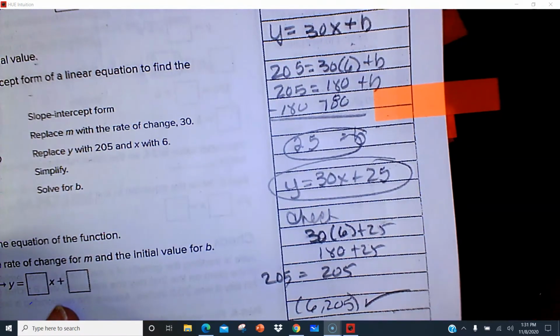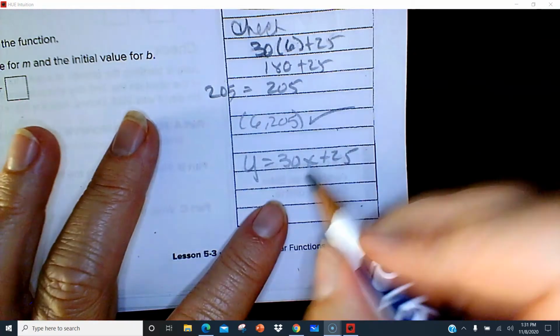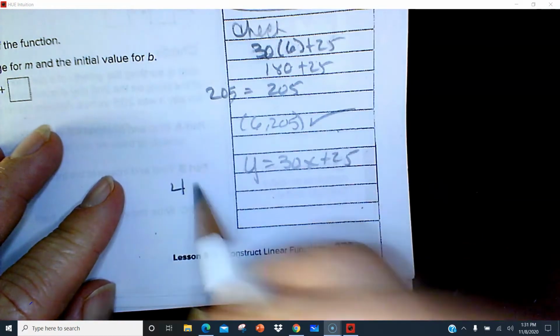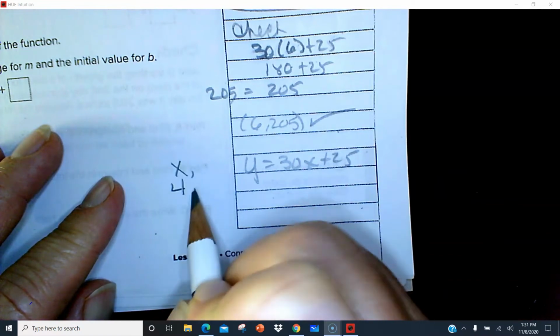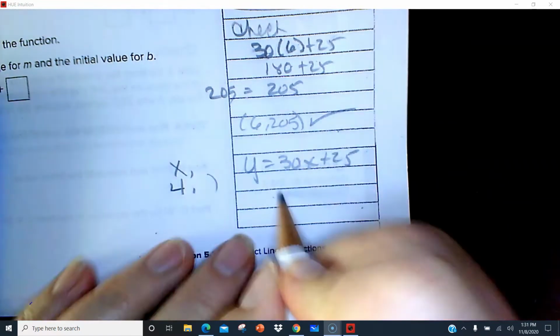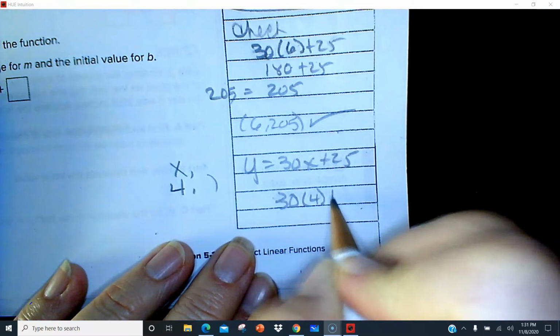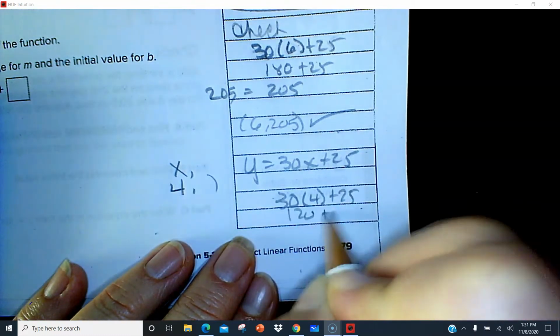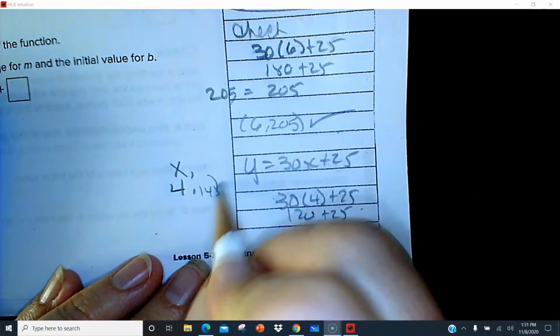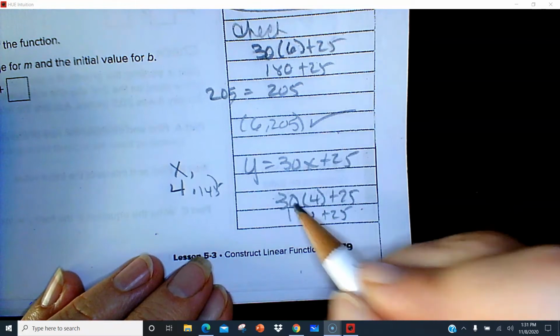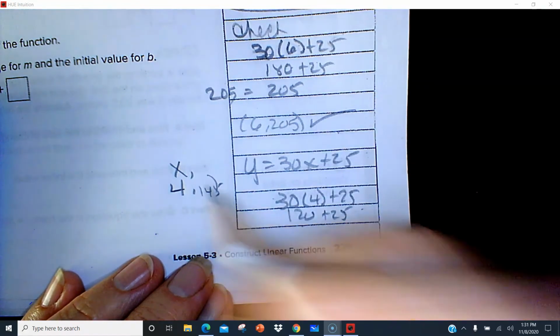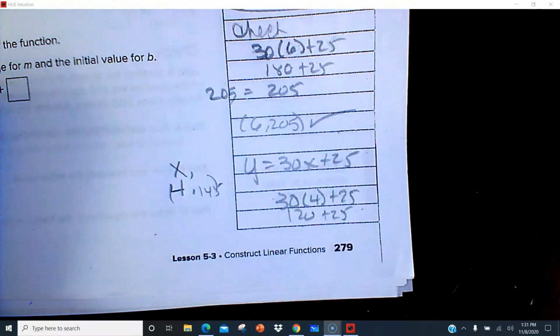So if I wanted to figure out what happens with 4 hours, how much would I pay if x was 4, what would y be? I could put that in there and figure that out. 120 plus 25, so it'd be 145. Is that right? 4 times 30 is 120 plus 25, 145. That's how much money I would spend for 4 hours. Okay, let's turn the page.